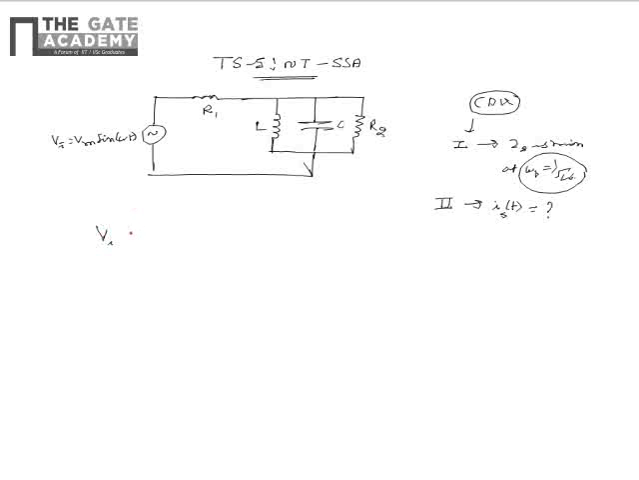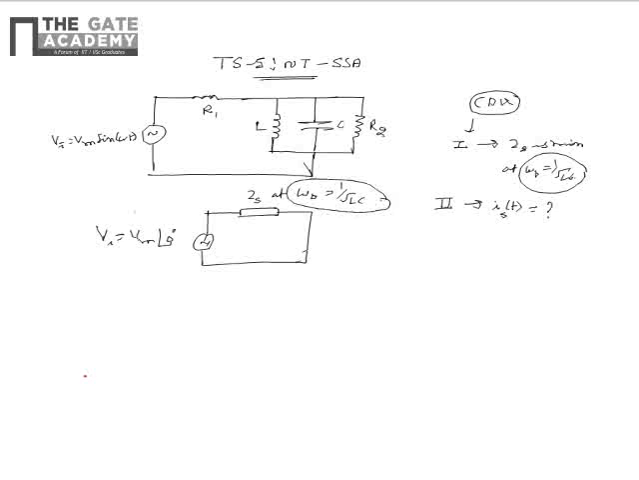the equivalent circuit in phasor form can be written as Vi equal to Vm at a phase of 0, and it is supplying power to an impedance Zs. Please note that this impedance Zs needs to be evaluated at omega naught equal to 1 by root LC. This is because, as per the question, the circuit is operating at a frequency of omega naught equal to 1 by root LC.